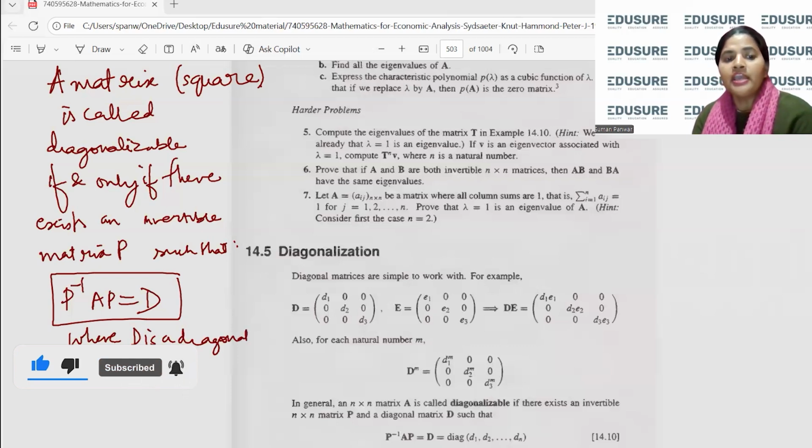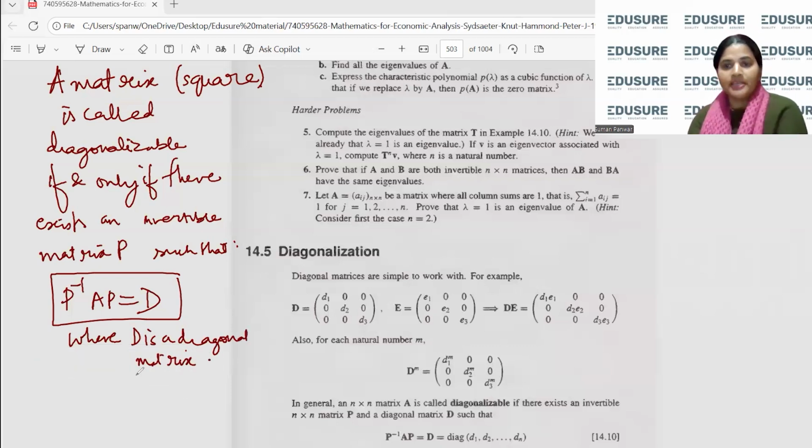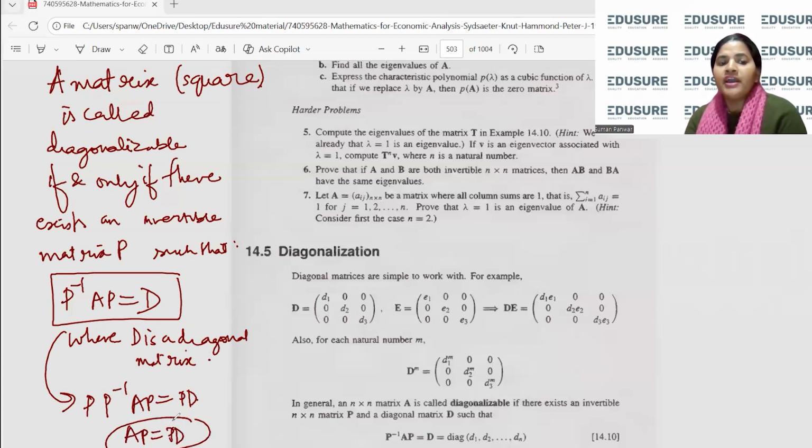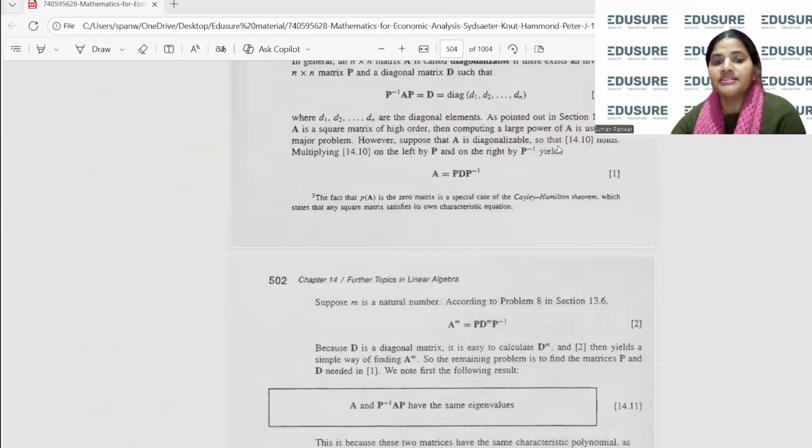So if we are able to find an invertible matrix P, which, when I do P inverse AP, I should get D. This is also equivalent to pre-multiplying with P on both sides. So this is equivalent to AP is equal to PD. If I'm able to get such a situation, I will say that my matrix A is a diagonalizable matrix. So let us see how this can be achieved, and what are those conditions when this can be achieved.